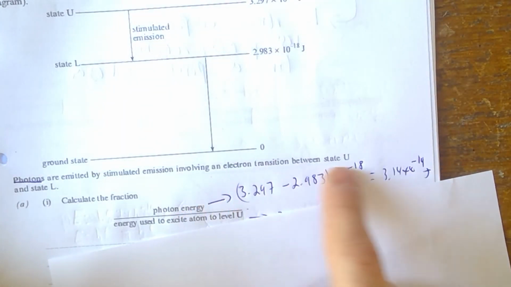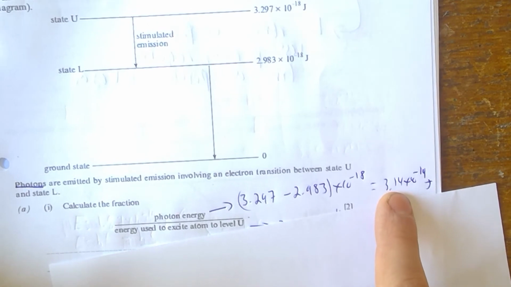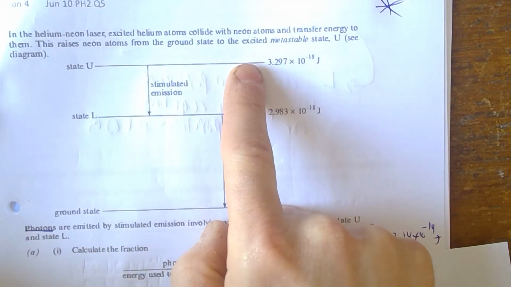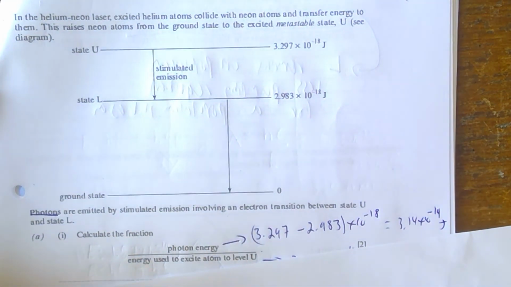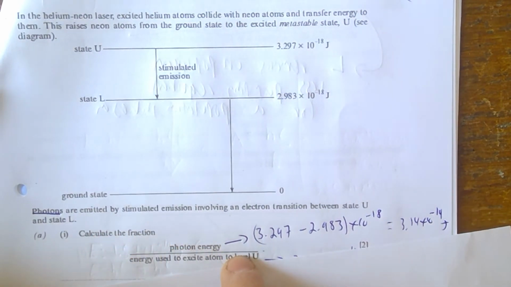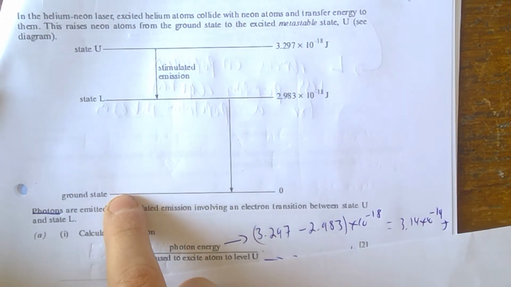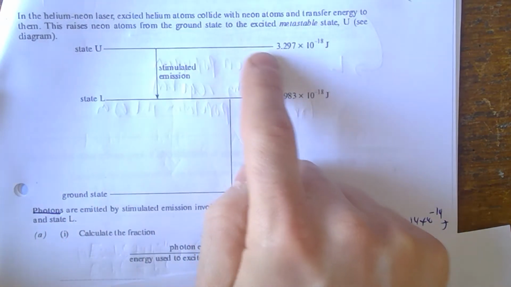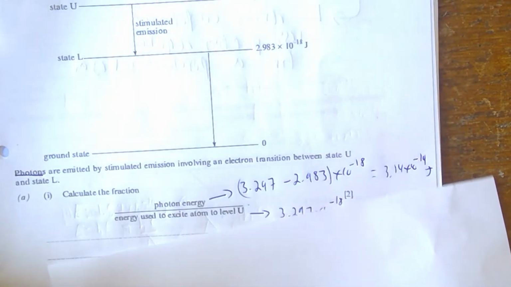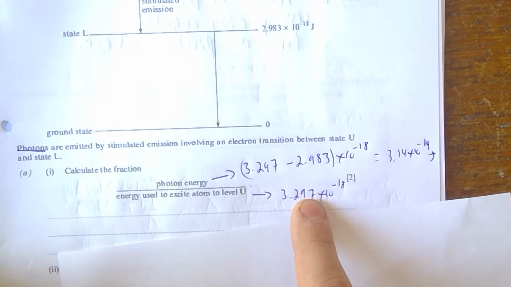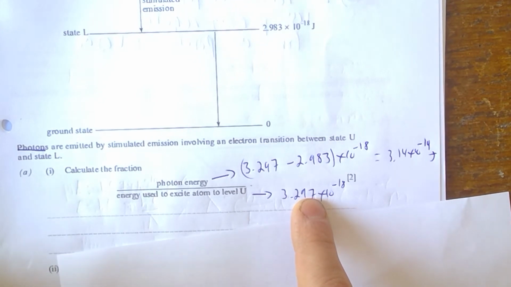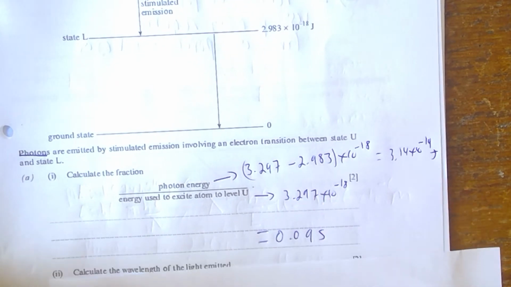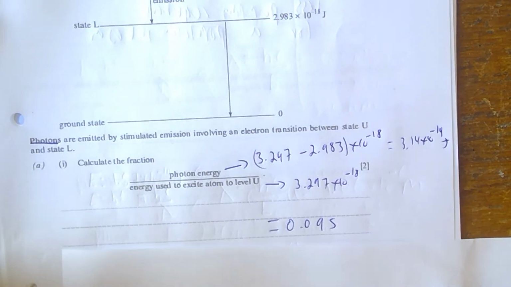So the energy of those photons is 3.14 times 10 to the minus 19 joules, the difference between those energy levels. And the energy used to excite the atom to level U, we need to send the electron from the ground state to level U. So we need that energy. That's what's going in there. Plug that lot into your calculator. Your fraction is 0.095.